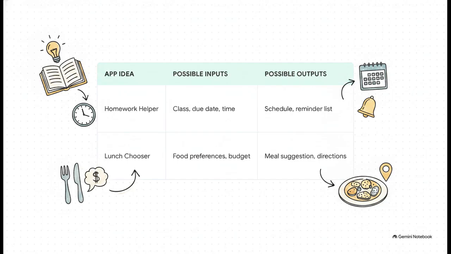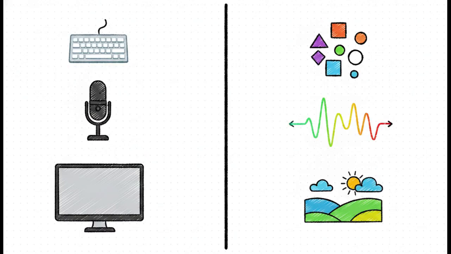Or take a lunch chooser app. It can't suggest a meal or give you directions until it takes in your food preferences and your budget. The entire process relies entirely on getting the right data first. But we do need to clarify a pretty crucial nuance here.